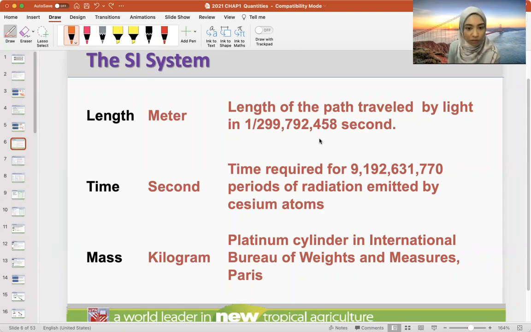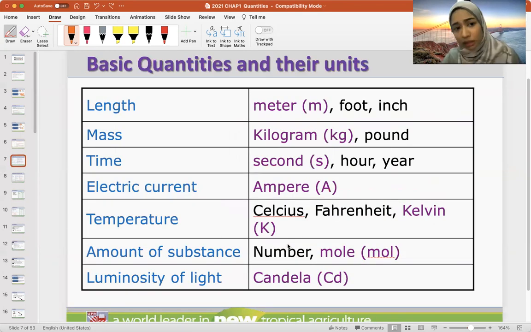And then we have time, which is in second. The time required for 9,192,631,770, and so on. Okay, so there is another reason why they are named like that. And then mass in kilogram, based on the platinum cylinder in the International Bureau of Weights and Measures in Paris. Don't really care about it. You just want to know what is the SI unit. Okay, so these are the base quantities and their units.